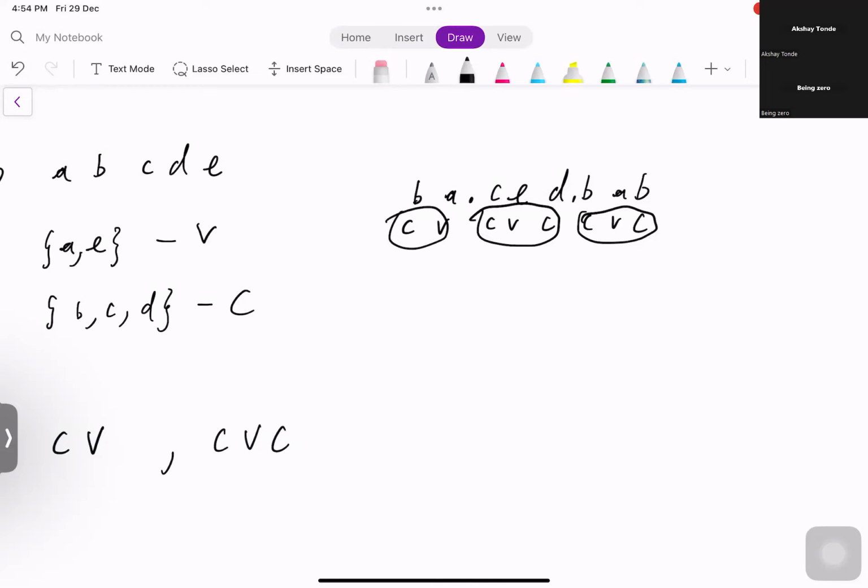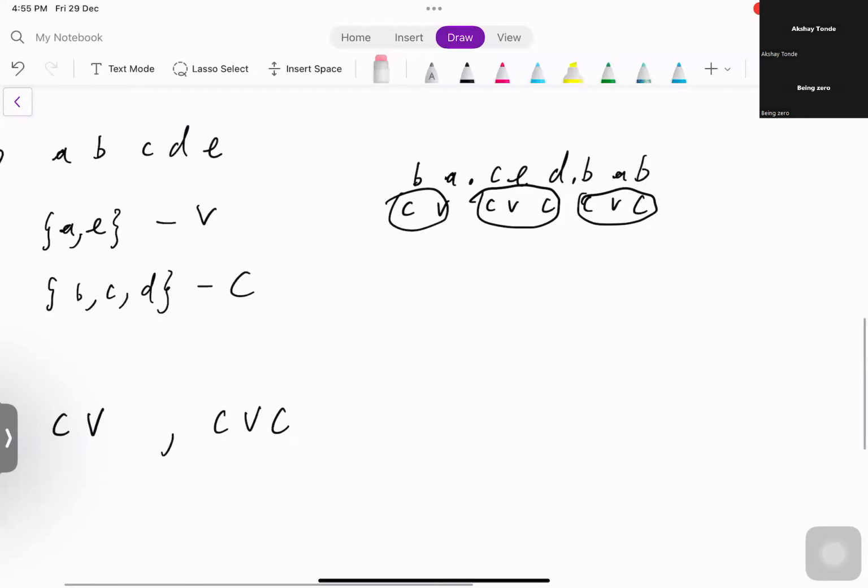Now, if we look at the constraints, firstly, the given word is guaranteed to have at least one valid split. The number of test cases is up to 100, and the length of the word can be up to 2 times 10 to the power 5. The characters are in the set A, B, C, D, E, and the sum of n won't exceed 2 times 10 to the power 5. Let's see how we can solve this question.